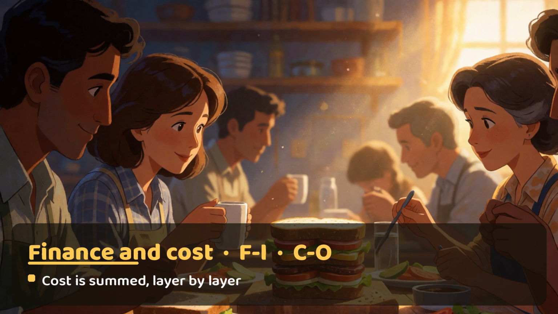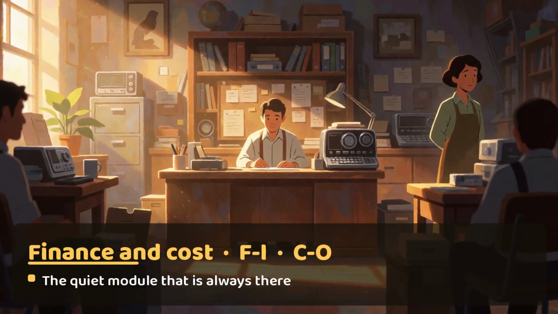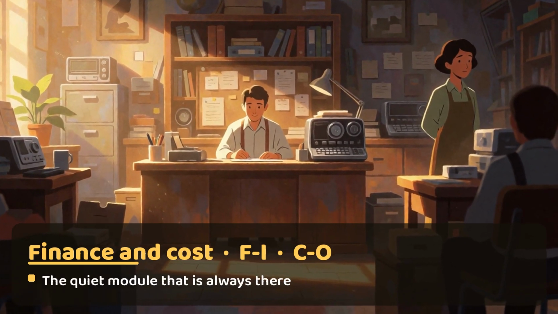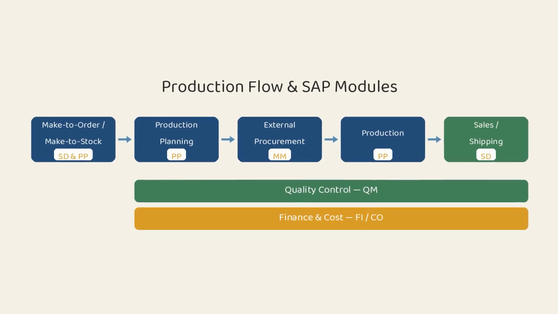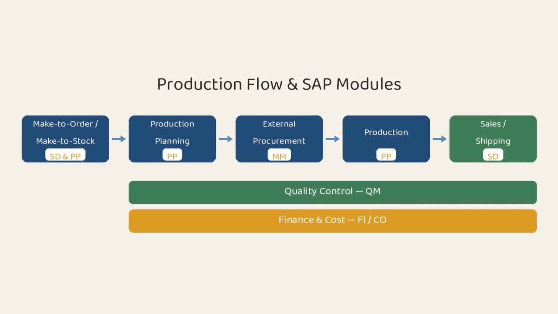As the bread enters stock, the value of that bread is written into the ledger. And the cost of the toast emerges by being summed piece by piece. The price of the material, the labor, the machine time, all stacked on top of one another. That way you know what a toast really costs you. FI and CO never step into the spotlight, but they are there at every step, turning every movement into a number. And now we reach the last stage of the flow, the one that closes the loop.